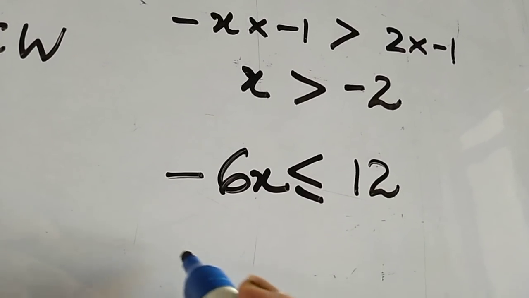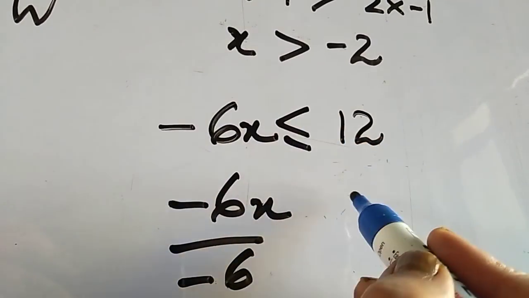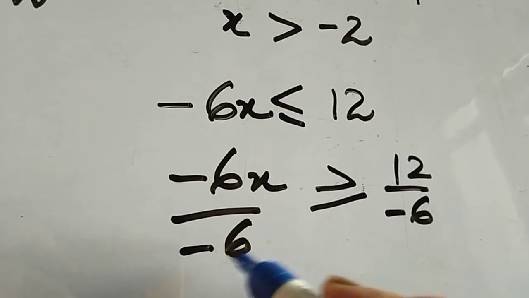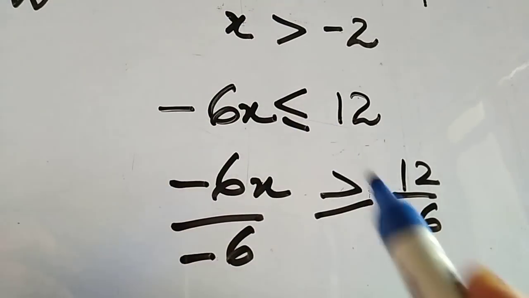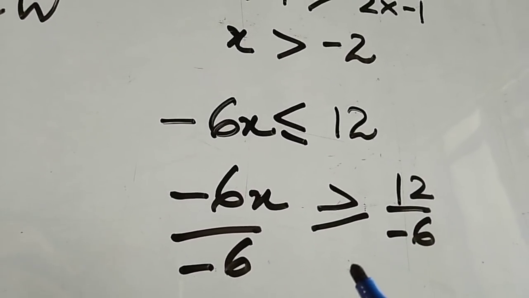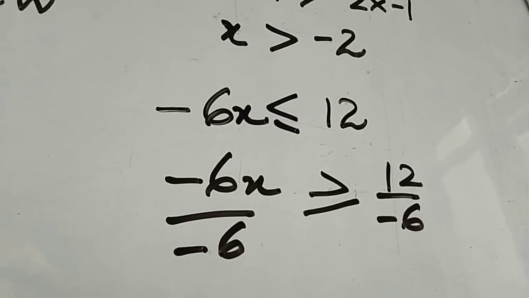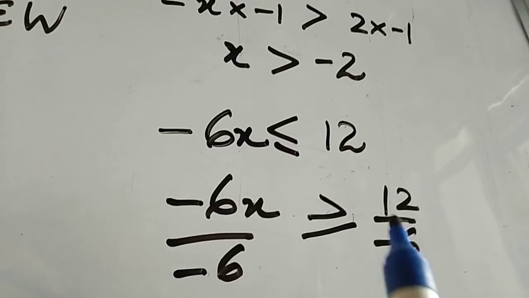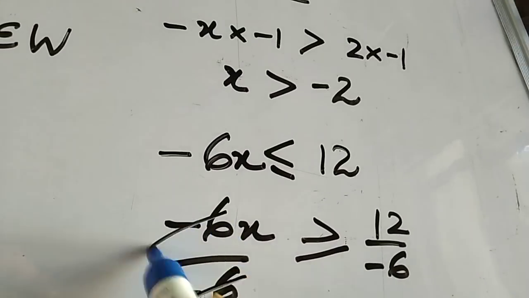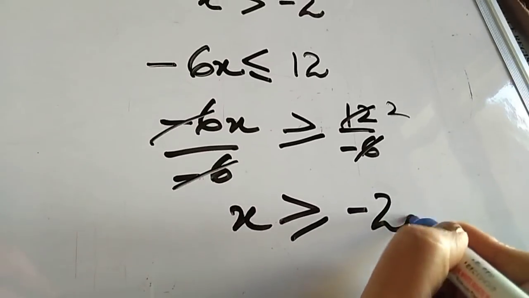And as I told you, when I divide or multiply by a negative number, this will become greater than or equal to 12 upon minus 6. We are dividing by a negative number, so the sign of the inequality reverses. This is the only difference between how to solve a linear equation and an inequation. In an equation, we cannot change the sign, but in an inequation, less than changes to greater than, and greater than changes to less than. And see what we get. 6 2s are 12. So we get x is greater than or equal to minus 2.